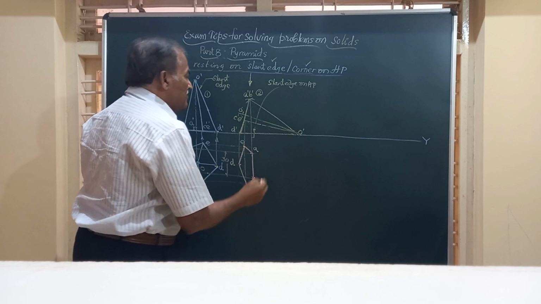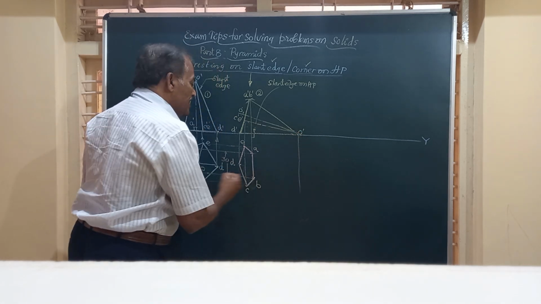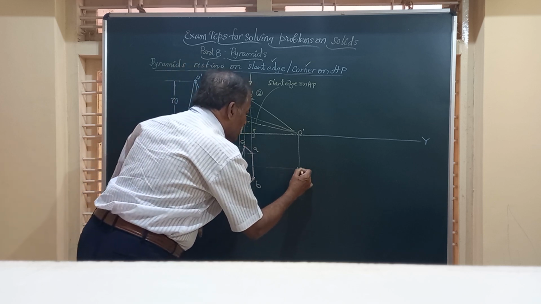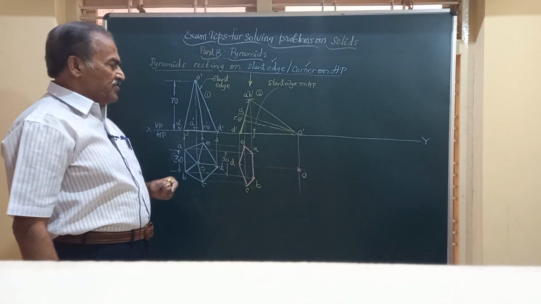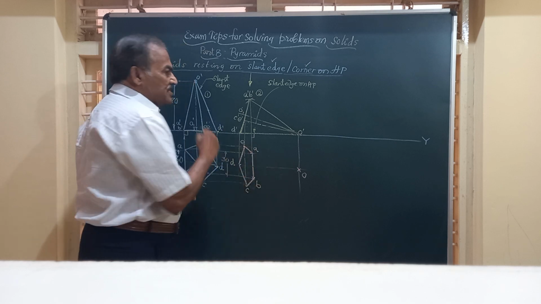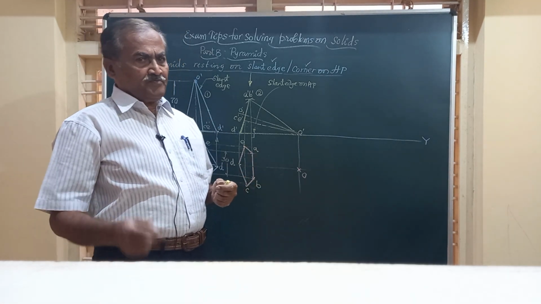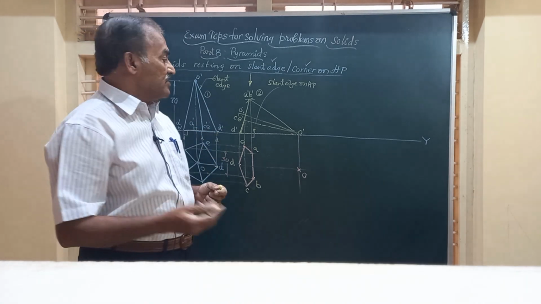Now friends, I am to locate this vertex. Draw a vertical from O, then horizontal from here. They meet at a point. Now this becomes the vertex of the solid in the top view. I have to join this vertex to all the corners, and you should be very careful to see which edges are visible and which edge is not visible.